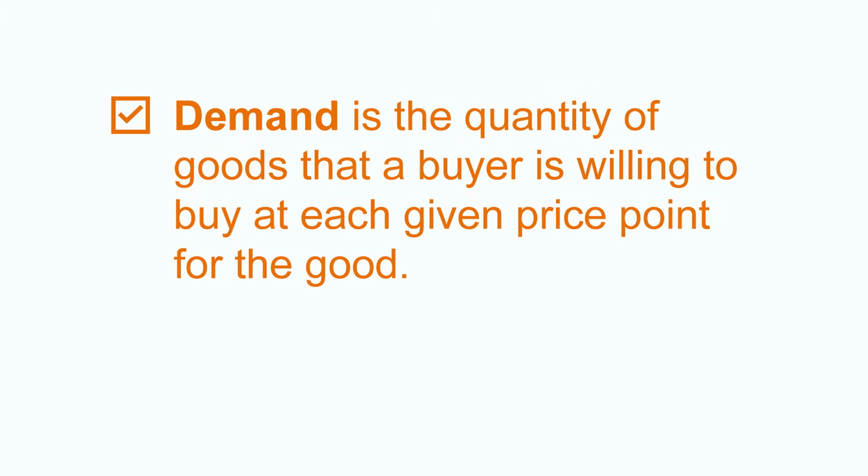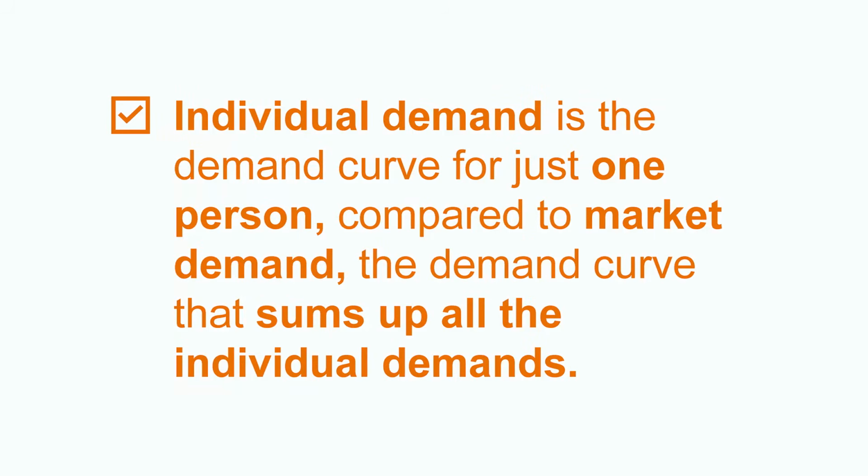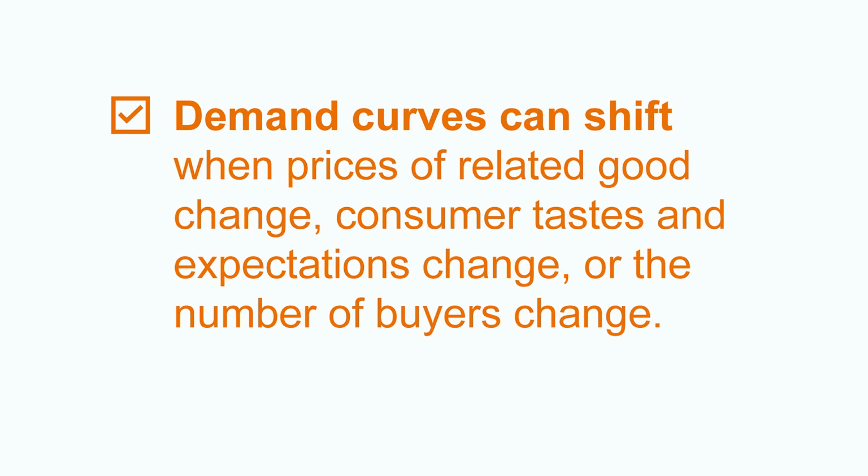All right, let's recap what we learned today. First, we learned that demand is the quantity of goods that a buyer is willing to buy at each given price point for the good. Then we learned that individual demand is just the demand curve for one person compared to market demand, which is the demand curve that sums up all of the individual demands. And then lastly, we learned how a demand curve can shift. This happens when the prices of related goods change, consumer tastes and expectations change, or the number of buyers change.